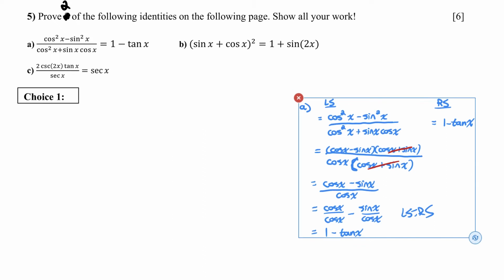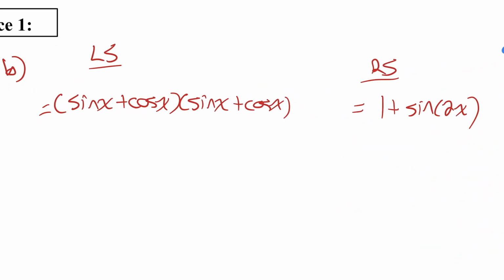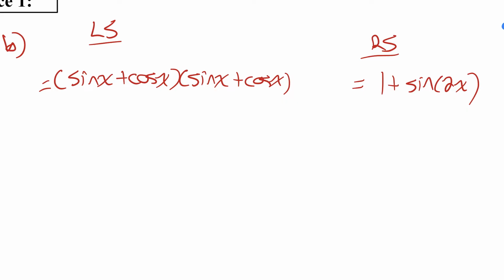Let's do part B. Let me separate left side, right side quickly. Notice on the left side, I rewrote the binomial squared as sine x plus cos x times another sine x plus cos x, so that you can see when you expand this out, you would get sine squared x plus 2 sine x cos x plus cos squared x.